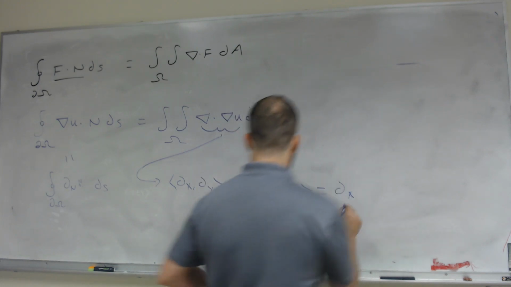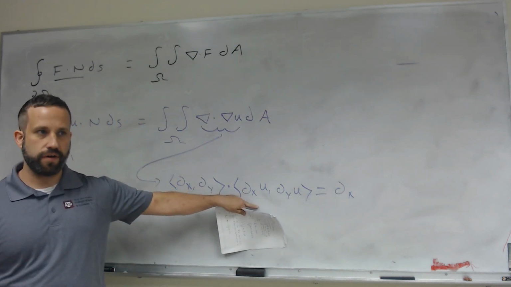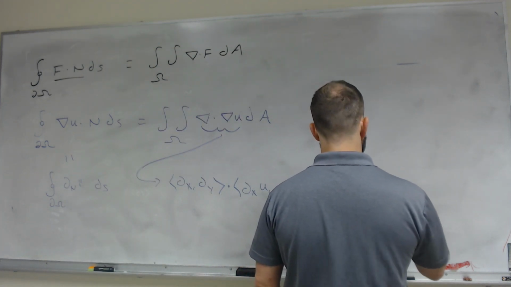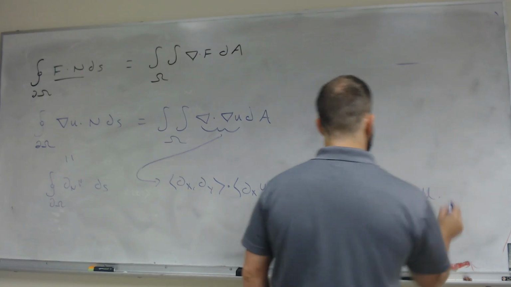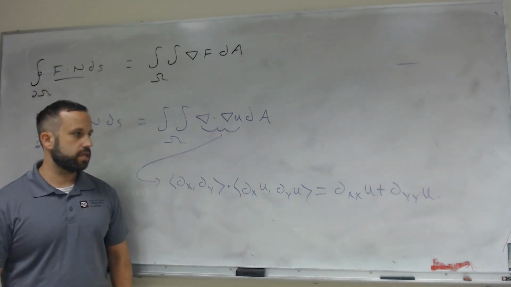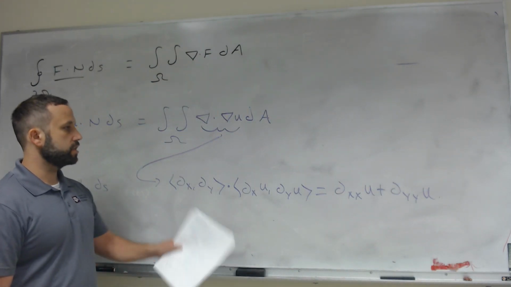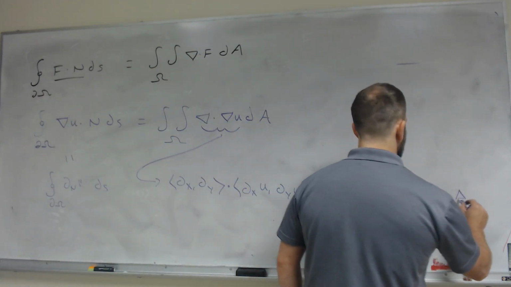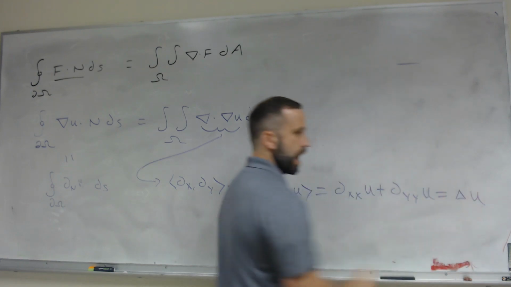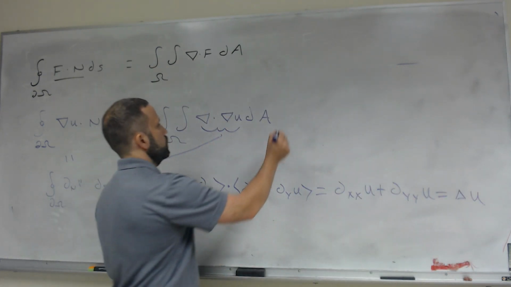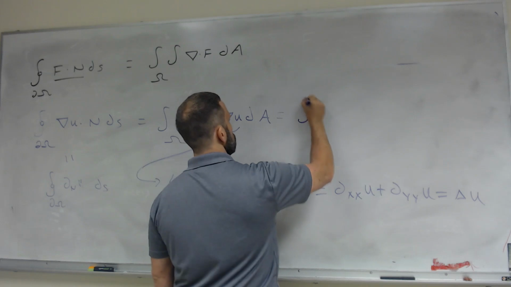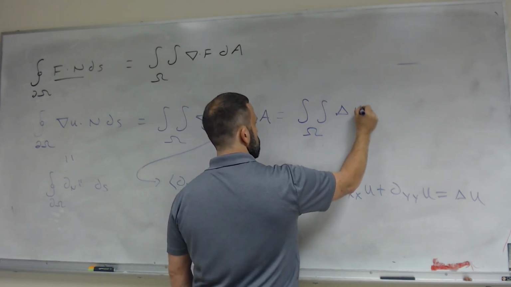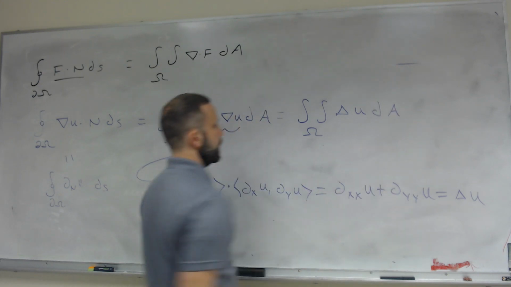And when we do this dot product, again, interpreting multiplication as doing an operator, this is going to be equal to the x derivative of the x derivative of u, so just the double x derivative of u, plus the double y derivative of u. And this has a special name. It's called the Laplacian of u. So we're going to have this triangle with the point on top. And so this is equal to the integral over omega of the Laplacian of u dA.